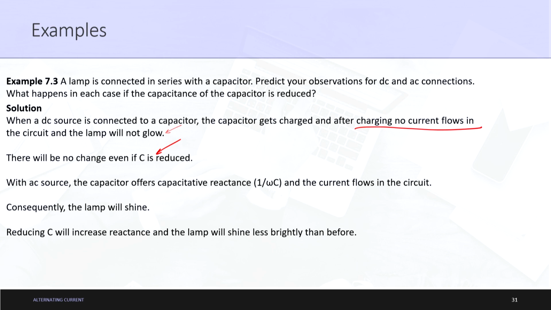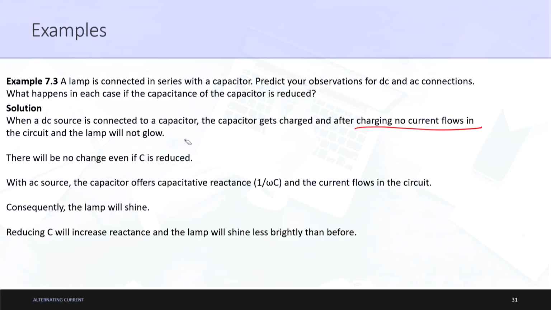Why will the lamp not glow? Because after charging, as the voltage keeps increasing, there comes a time when the capacitor is completely charged and no current passes through the circuit. What happens in the case of an AC circuit or AC source?